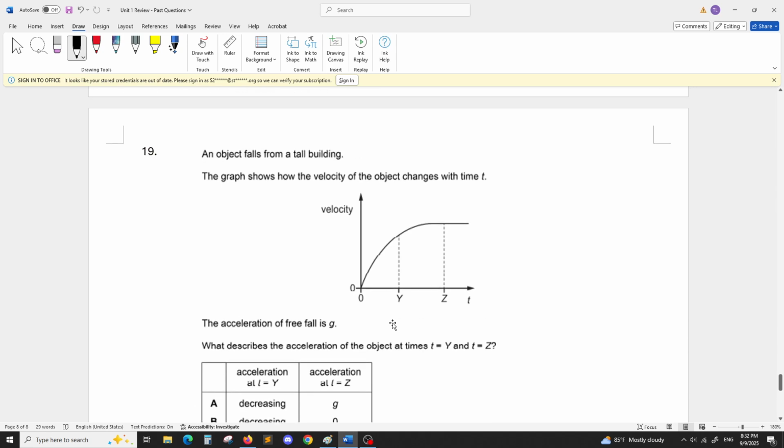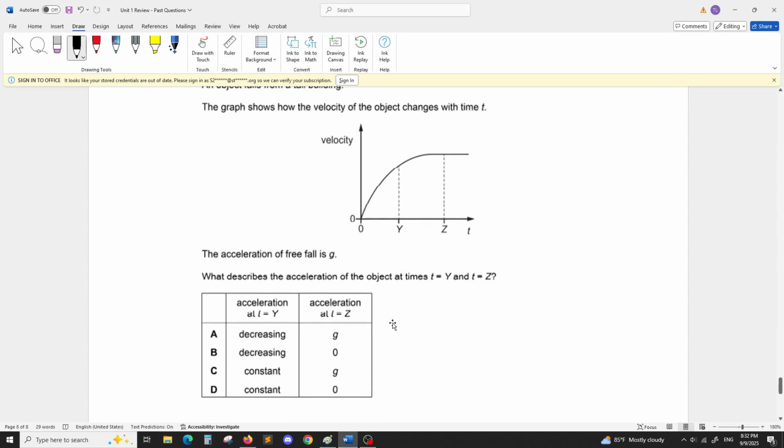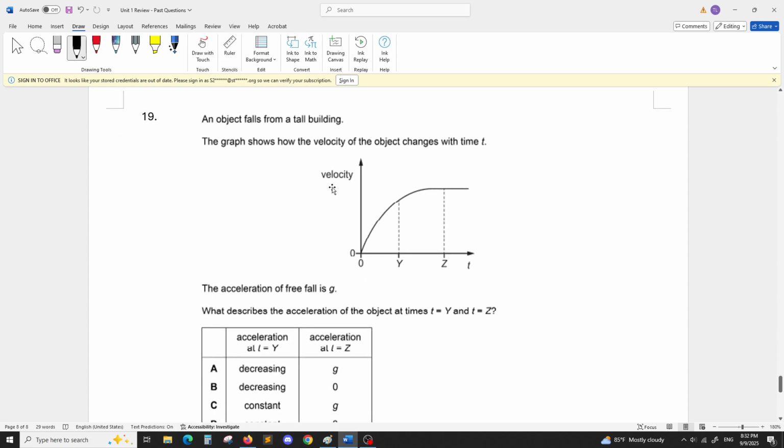But let's see how this works. This is a velocity-time graph, so it's not necessarily distance. The graph shows how the velocity of the object changes. So we can just look at the slope of velocity, because the slope of velocity is equal to acceleration. If you haven't learned this, it's okay. This is part of particle motion in AP Calculus. So what is the acceleration of free fall? It is g, which describes the acceleration over time.